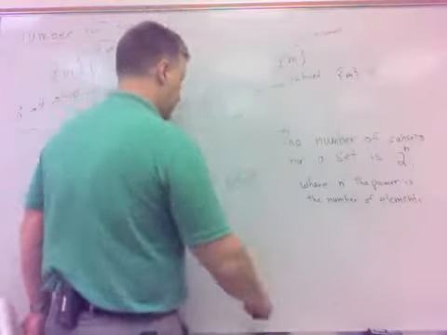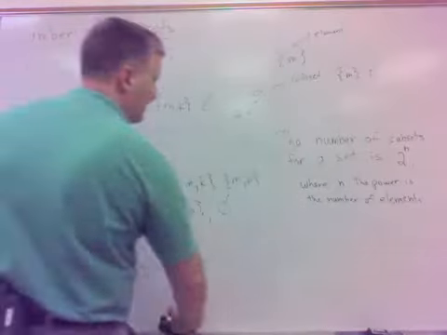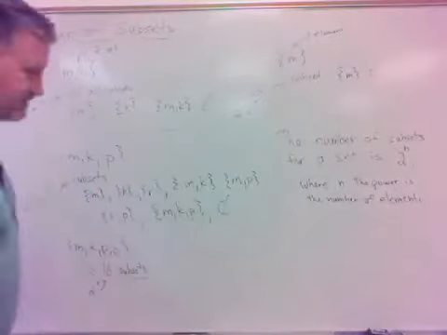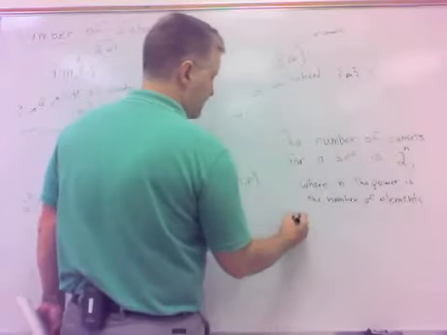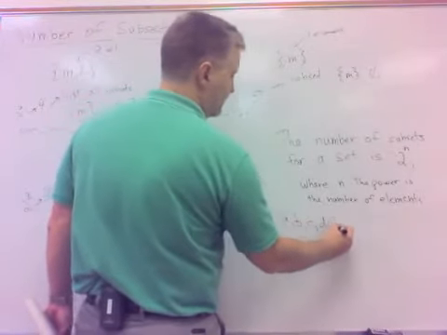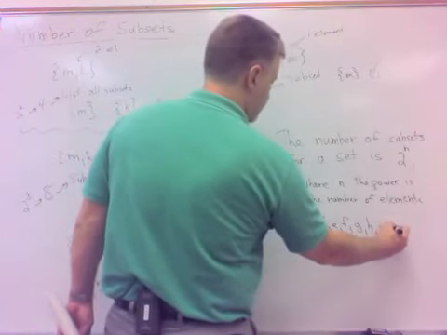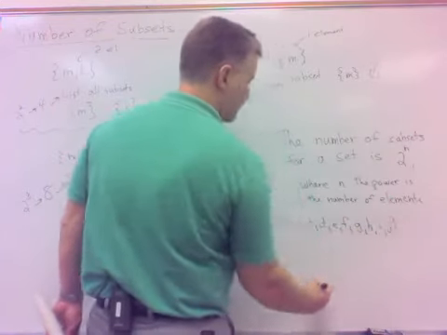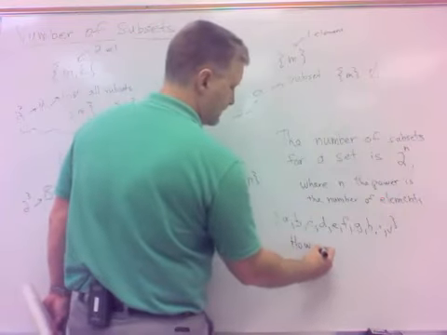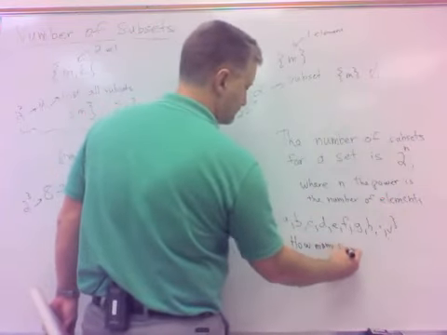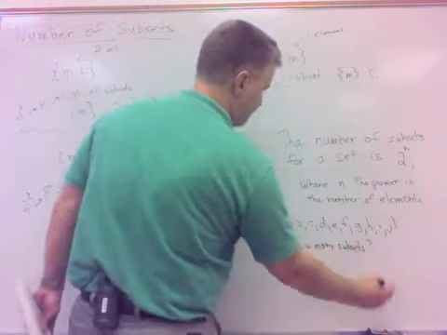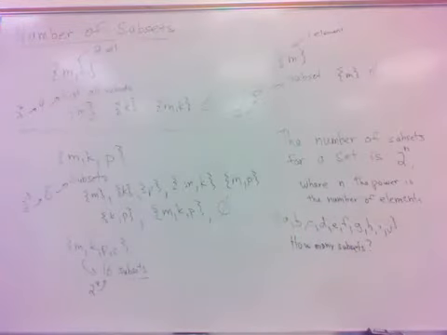So let's do one here. Let me leave that up there. Okay, so if I had this set, A, B, C, D, E, F, G, H, I, J. How many subsets? See if we can figure that out. How many subsets does A, B, C, D, E, F, G, H, I, J have? Is it 2 to the 10th? It is 2 to the 10th, isn't it?